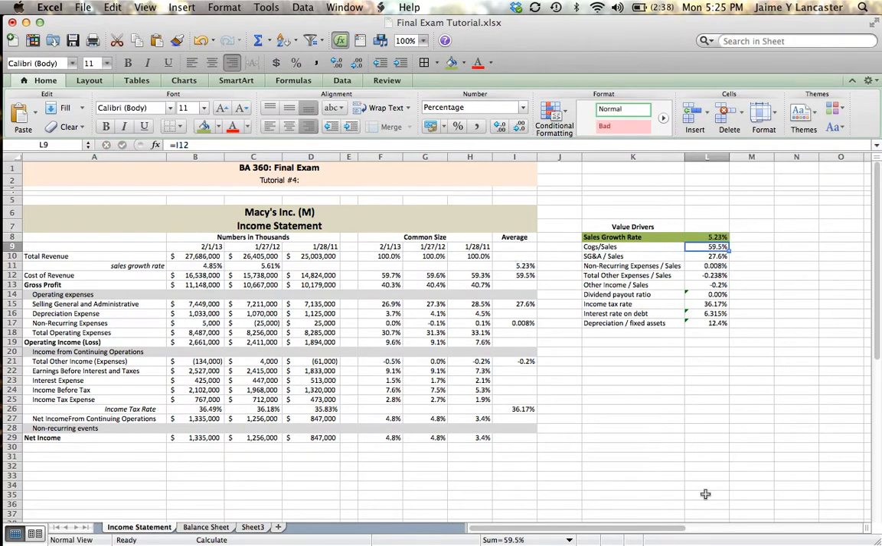And that's what you're going to do to project your sales growth, and that's what you're going to use to forecast your financial statements into the future.